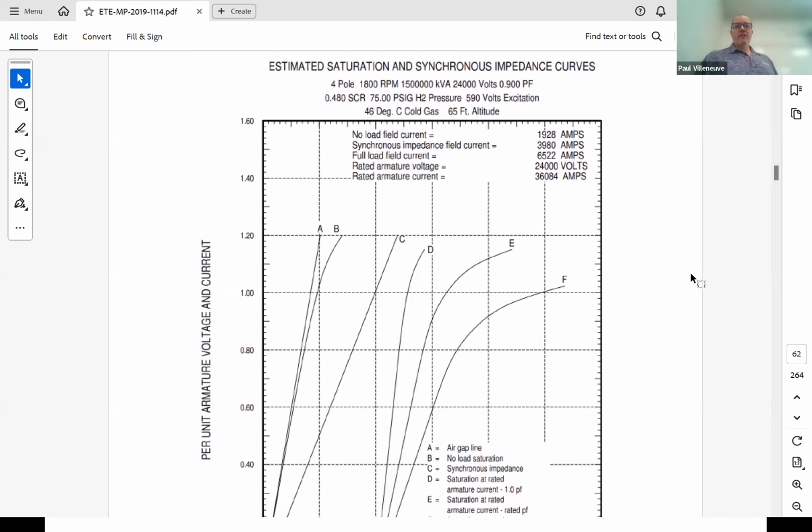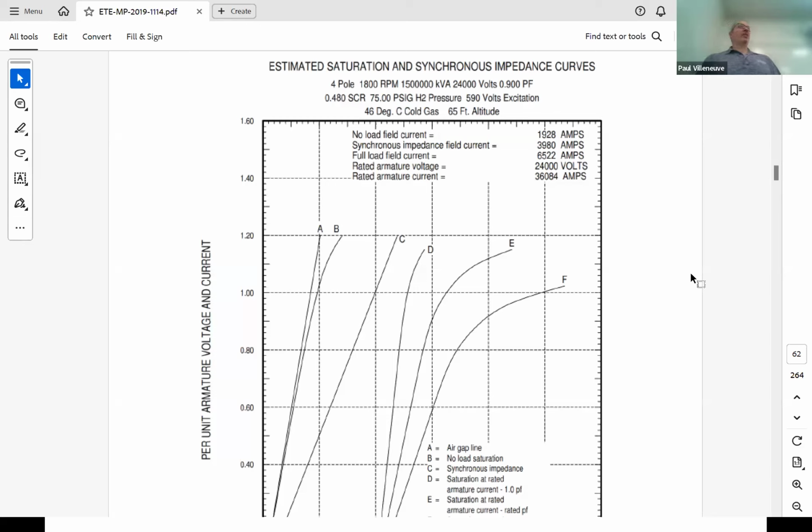Here's real world. Estimated, not actual. So whoever makes this generator is going to assume that these are the curve characteristics. And you can see 4-pole, 1800 RPM, 1500 MVA generator. This is a big generator, right? It's 24,000 volts. It's rated at a 0.9 power factor. It's giving you an SCR, and we'll learn about that and what the short circuit ratio means in a minute.